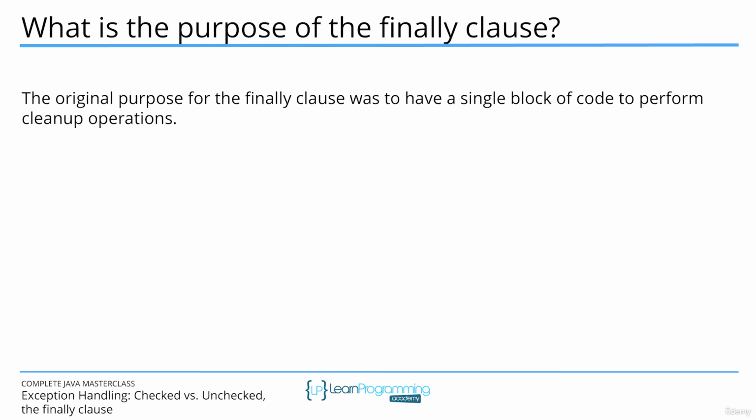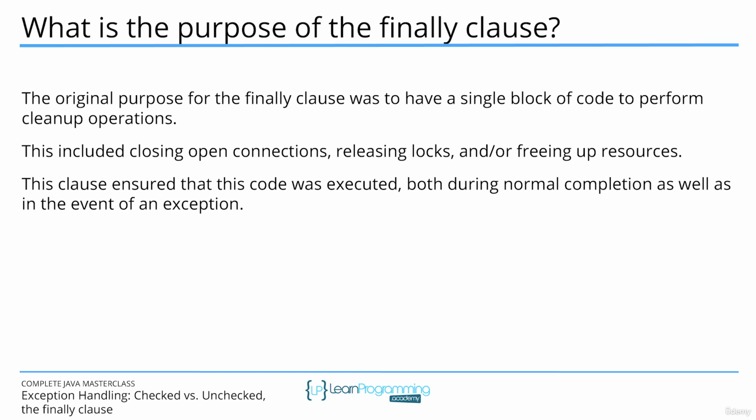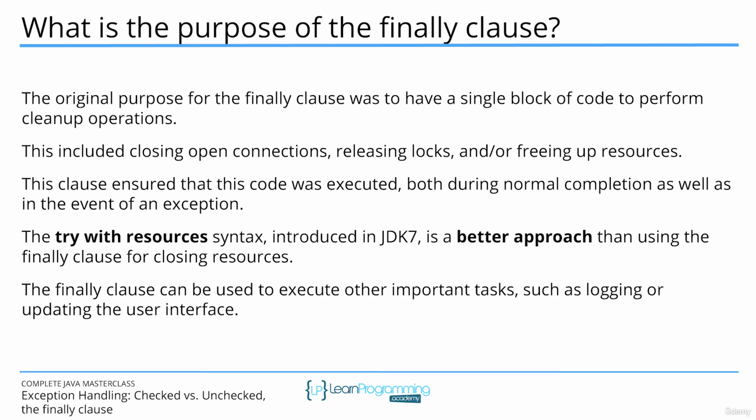The original purpose for the finally clause was to have a single block of code to perform cleanup operations. This included closing open connections, releasing locks, and/or freeing up resources. This clause ensured that this code was executed, both during normal completion as well as in the event of an exception. The try with resources syntax introduced in JDK 7 is a better approach than using the finally clause for closing resources, which I'll cover shortly. The finally clause can be used to execute other important tasks, such as logging or updating the user interface.